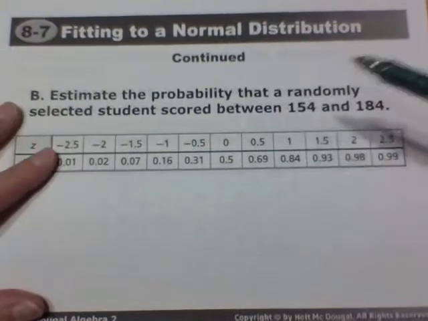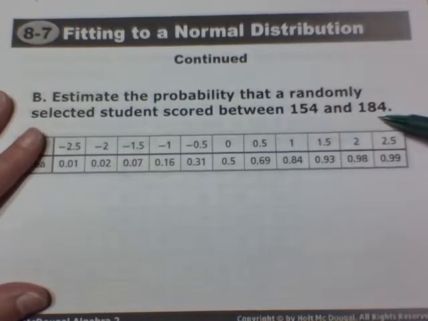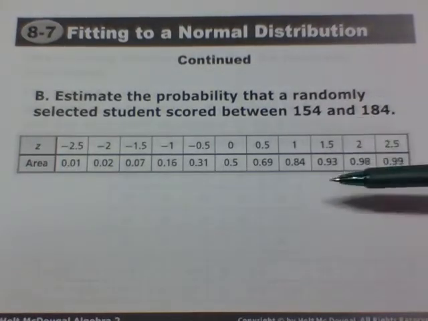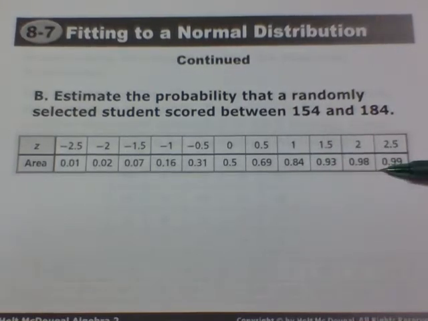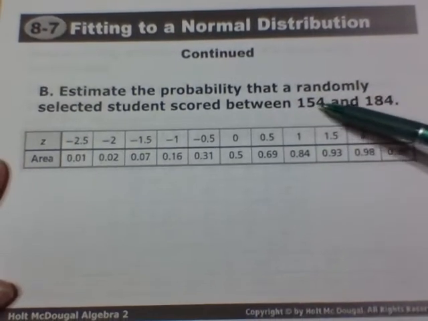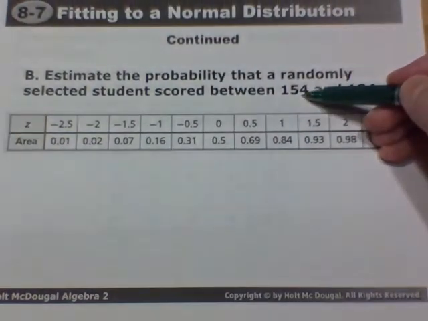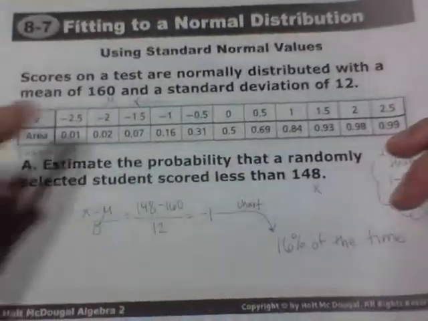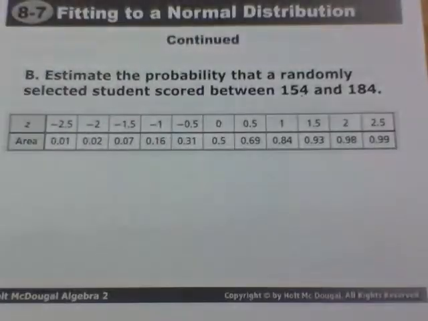All right. Part B now wants to figure out what is the likelihood that you might score between 154 and 184. So in order to do that, we're going to find 2 z values, and then we're going to subtract the pieces or the probabilities that are there. So we're going to use one z value using 154 as our value, and we are still using the previous mu value of 160 and 12 as your standard deviation.